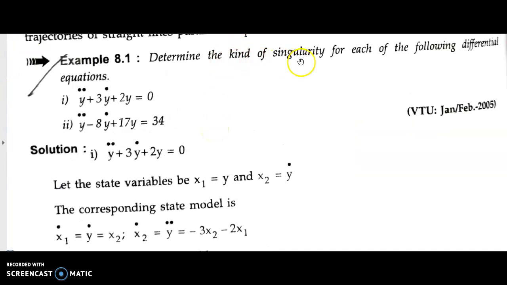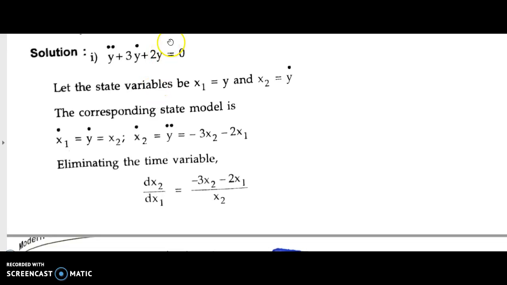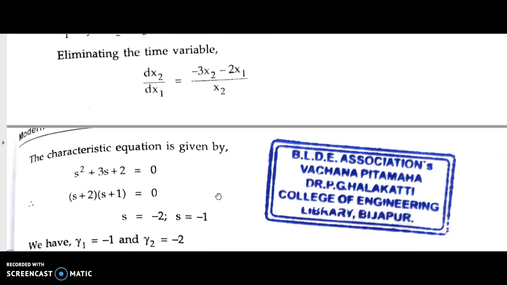See here in this problem, determine the kind of singular point, singularity, for each of the following differential equations. Two differential equations they have given. First one, y double dot and so on. First you have to write the phase state variables and state equations for this. First consider the first equation. Y is x1, and y dot is x2. So x1 equal to y, x2 is equal to y dot. Therefore x1 dot is equal to x2, and x2 dot comes from the given equation. So x1 dot is equal to x2, x2 dot is from the given equation. We get dx2 by dx1 as this equation, right? That is the slope of the equation.